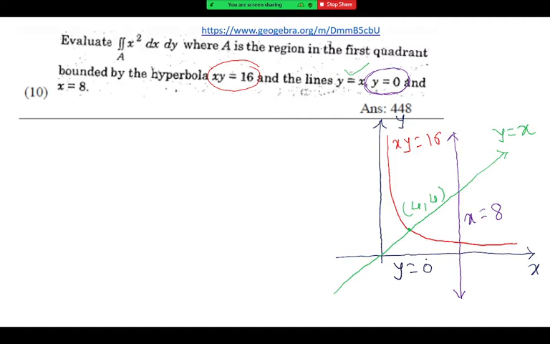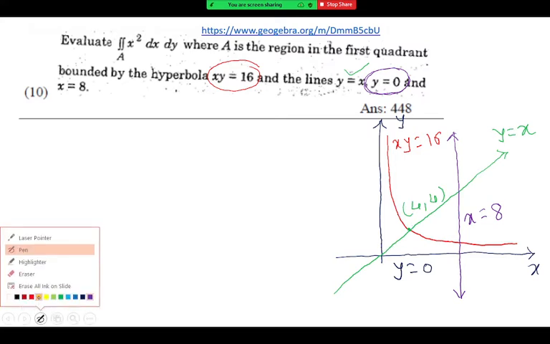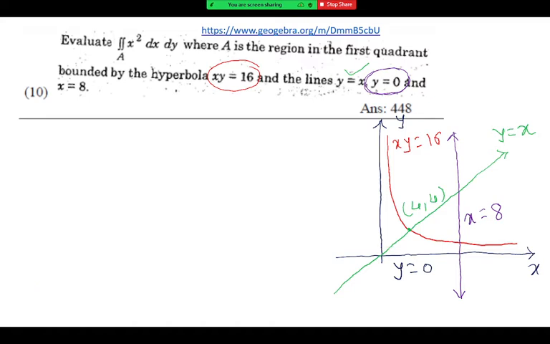So y equal to 0 is the boundary here. Then this straight line comes here. Then we have this hyperbola and then the straight line. So the region of integration is this one. That's the region of integration. Any doubt, anyone, to identify the region of integration?